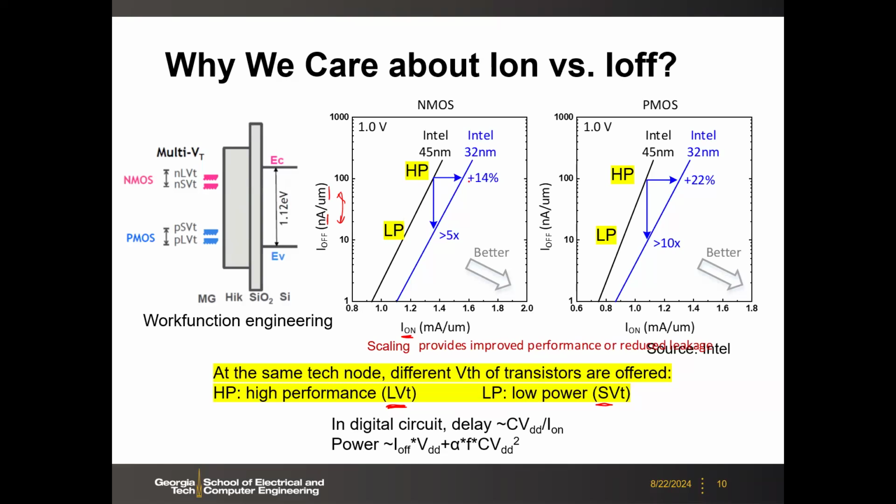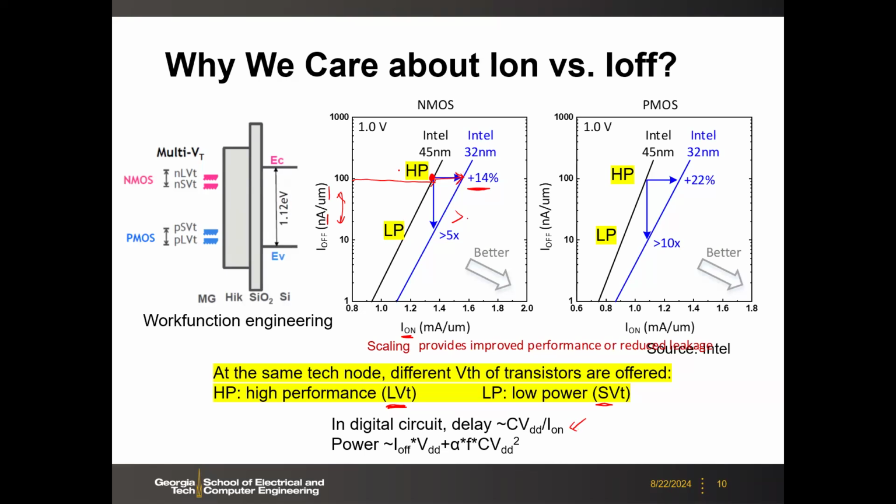With the scaling, you will push this envelope towards this direction. If your starting point is here, and you keep the same I off, your I on will increase by 14%. This means your circuit will be faster, right? Because in a digital circuit, to the first order, the delay is C, capacitance, times VDD divided by the on-state current. So you want to increase the on-state current.